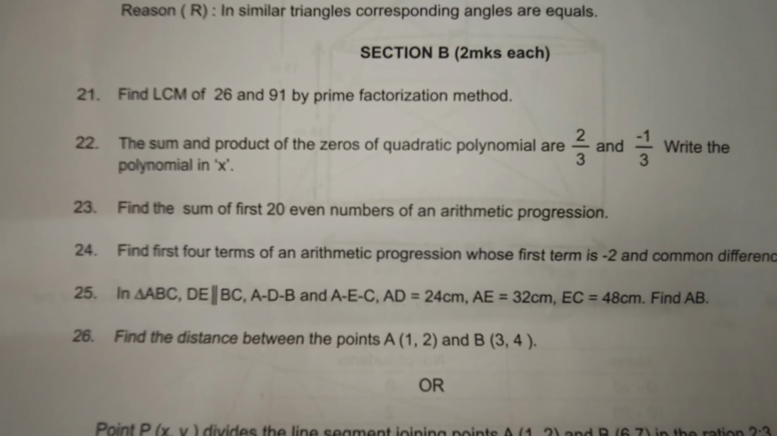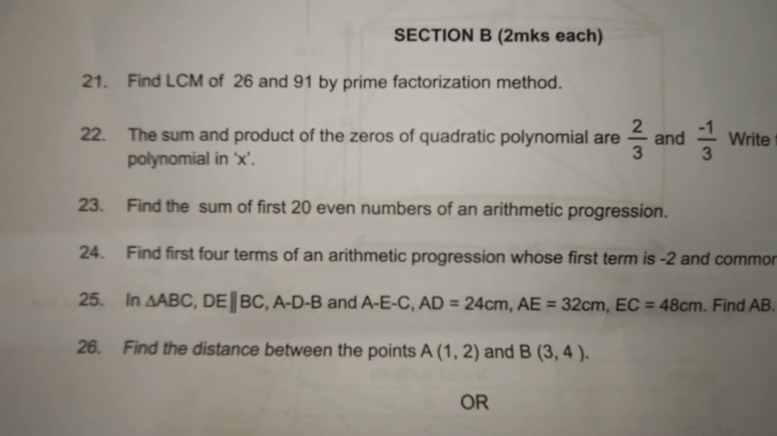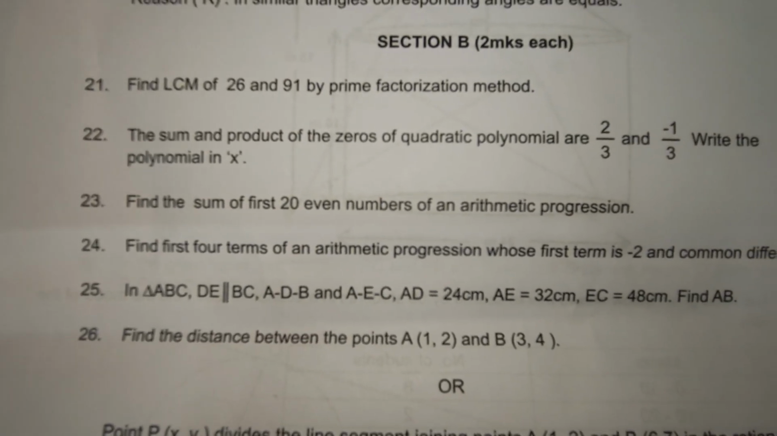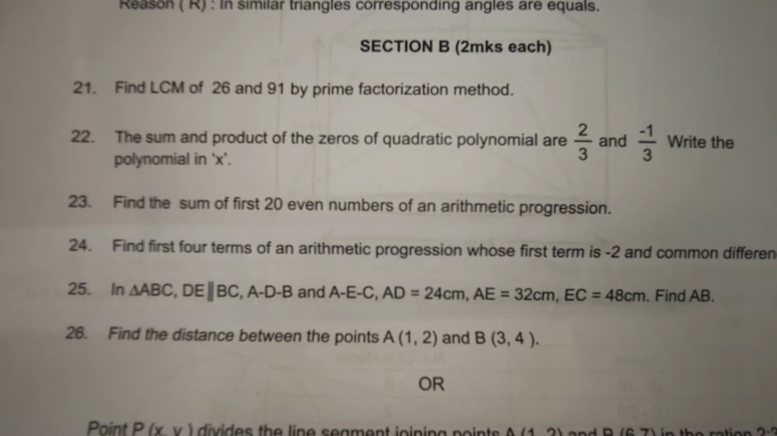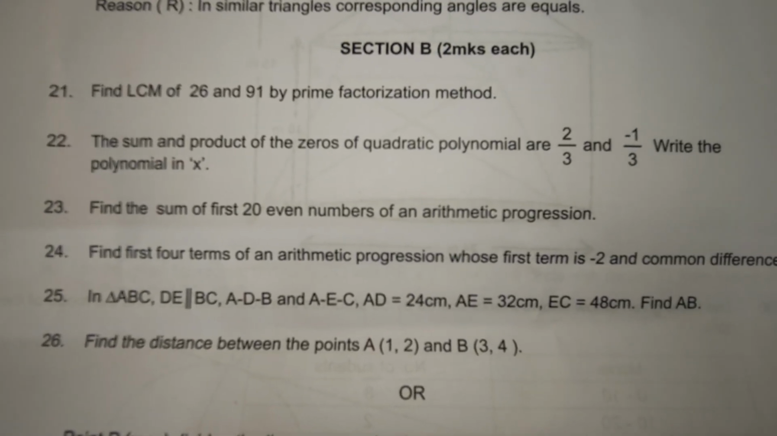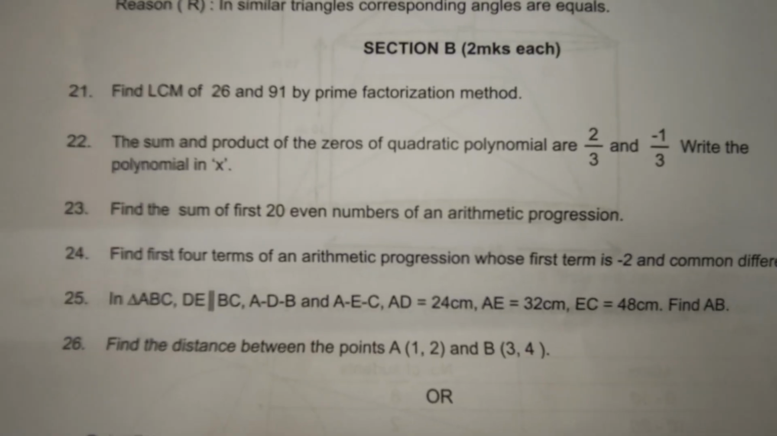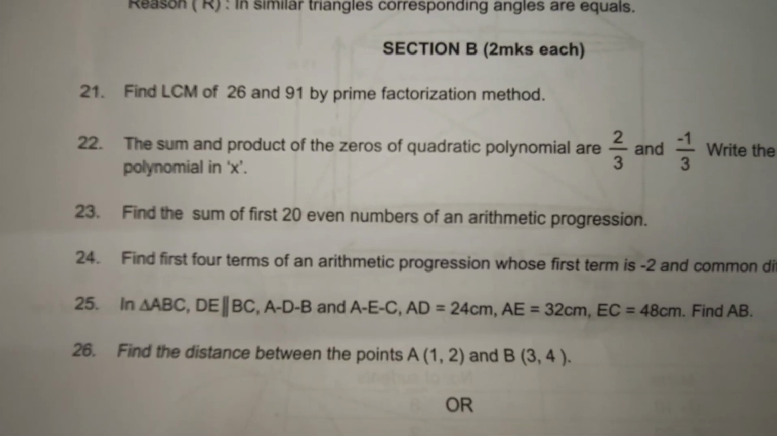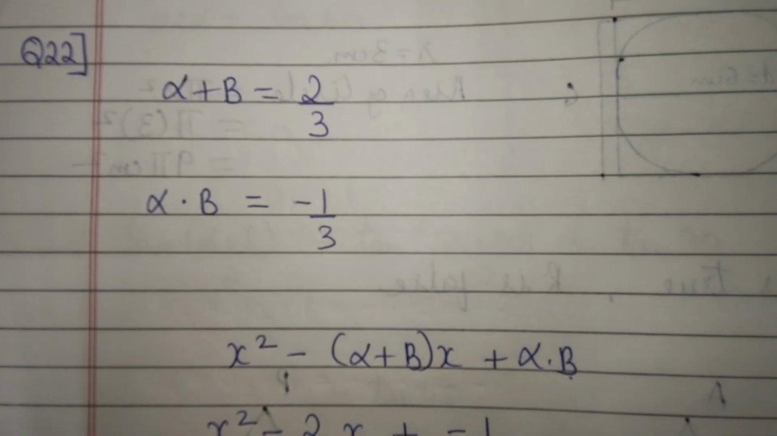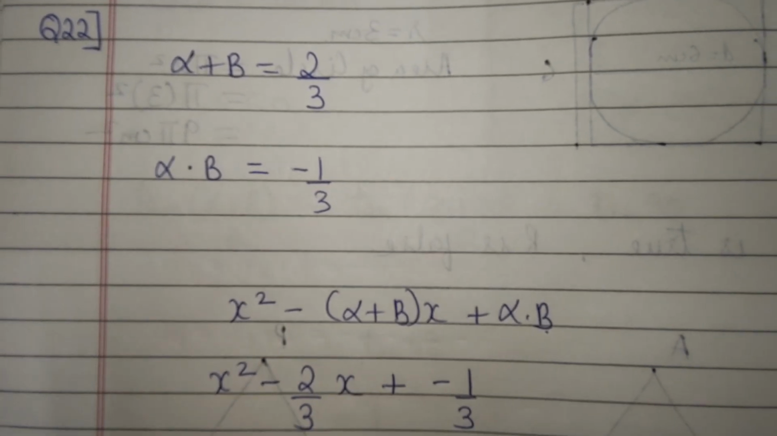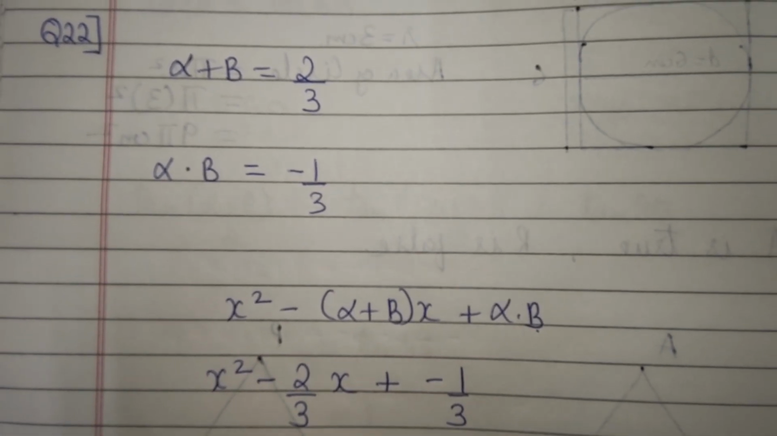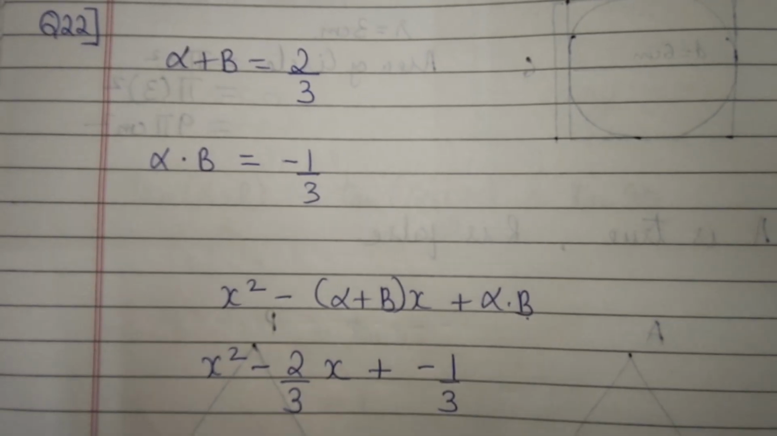Question number 22. The sum and the product of the zeros of a quadratic polynomial are 2 upon 3 and minus 1 upon 3. Write the polynomial in x. So sum of zeros means alpha plus beta is equal to 2 upon 3 and product of zeros alpha dot beta is equal to minus 1 upon 3.